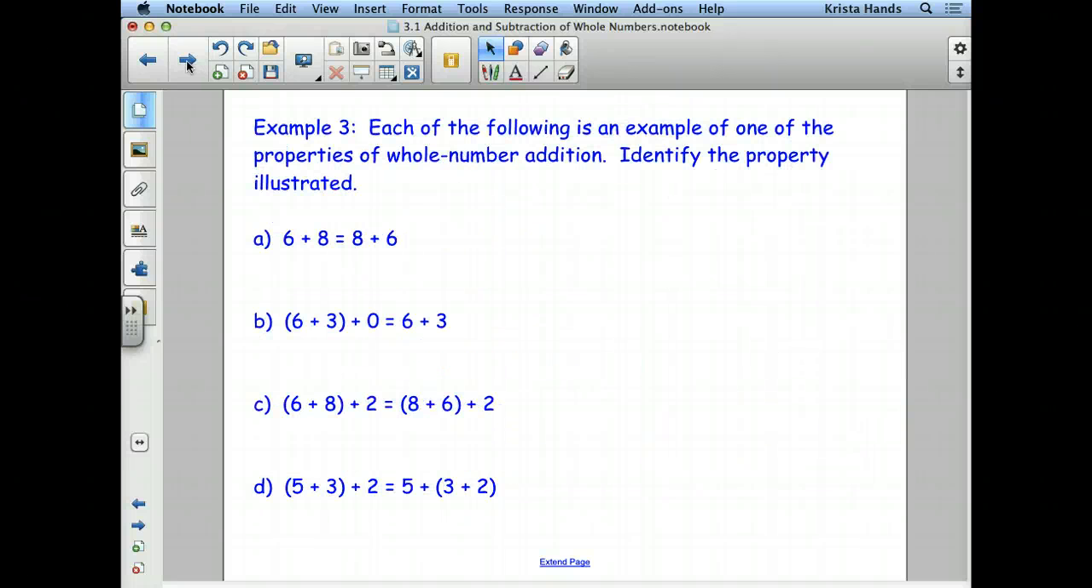Alright, so what we're going to do in the next slide is we're going to take a look at some of these properties and we're going to identify which one's being used in which situation. Okay? So the first one, what property is that?